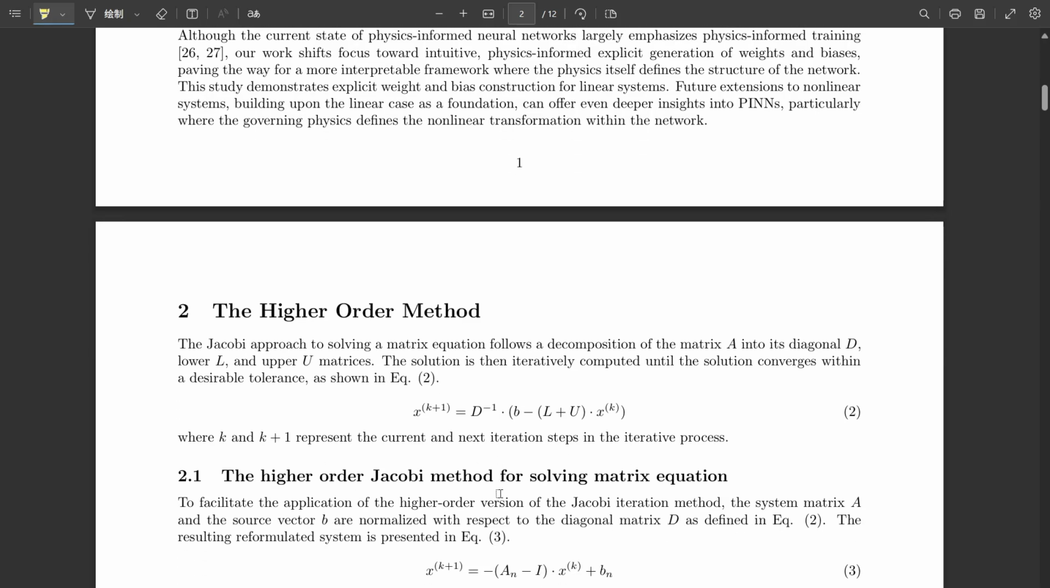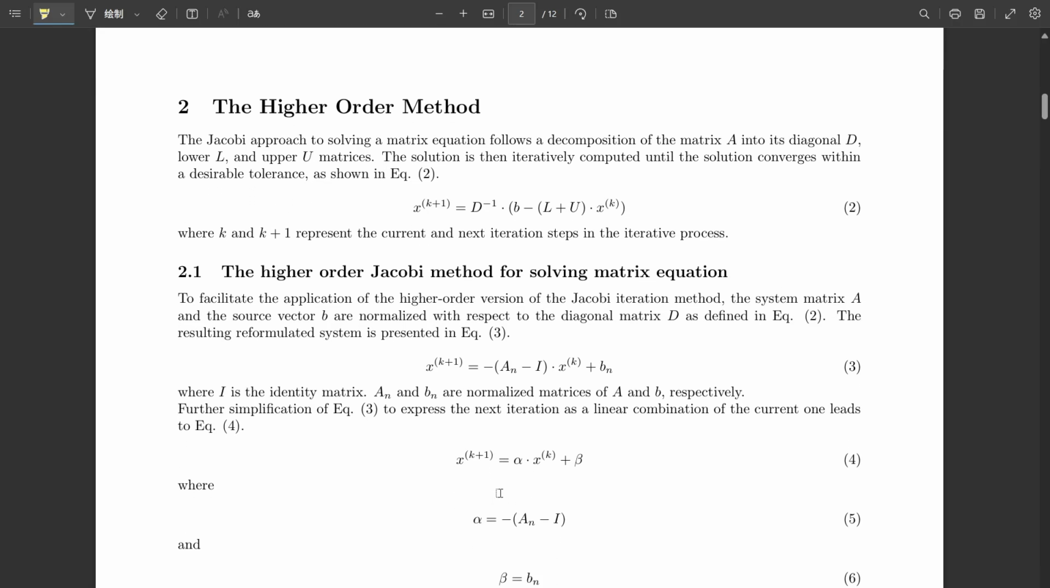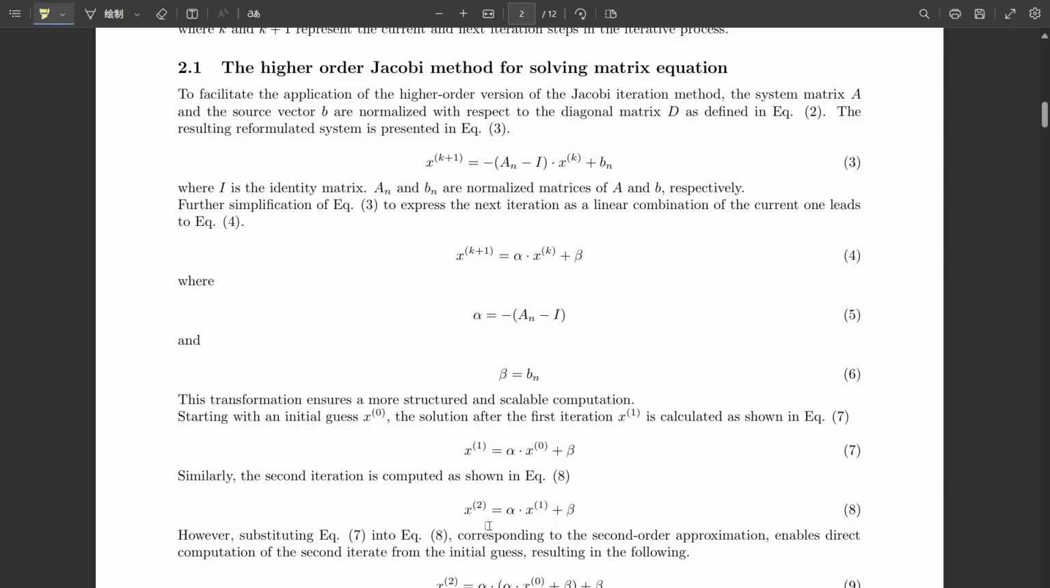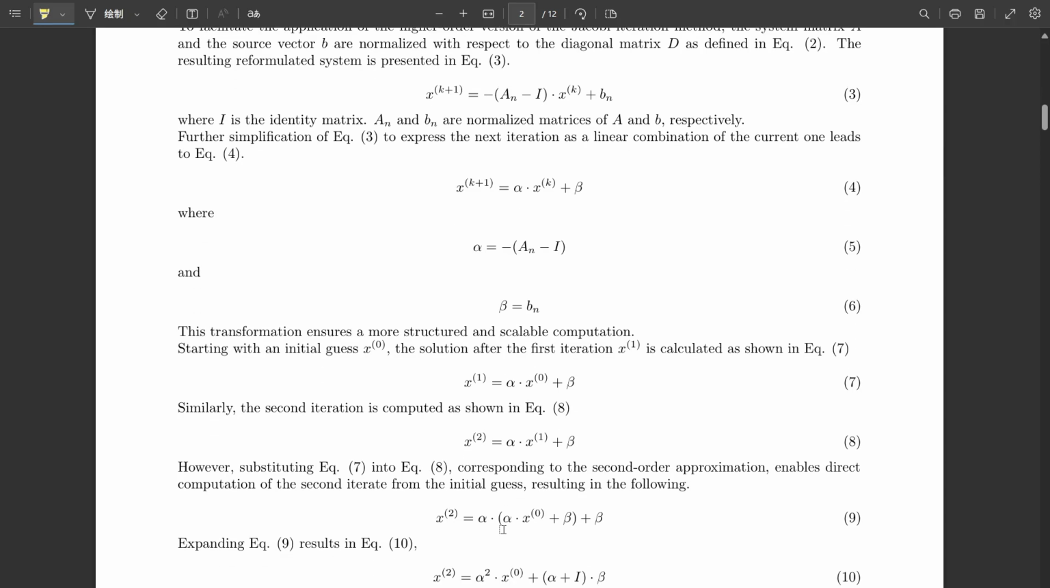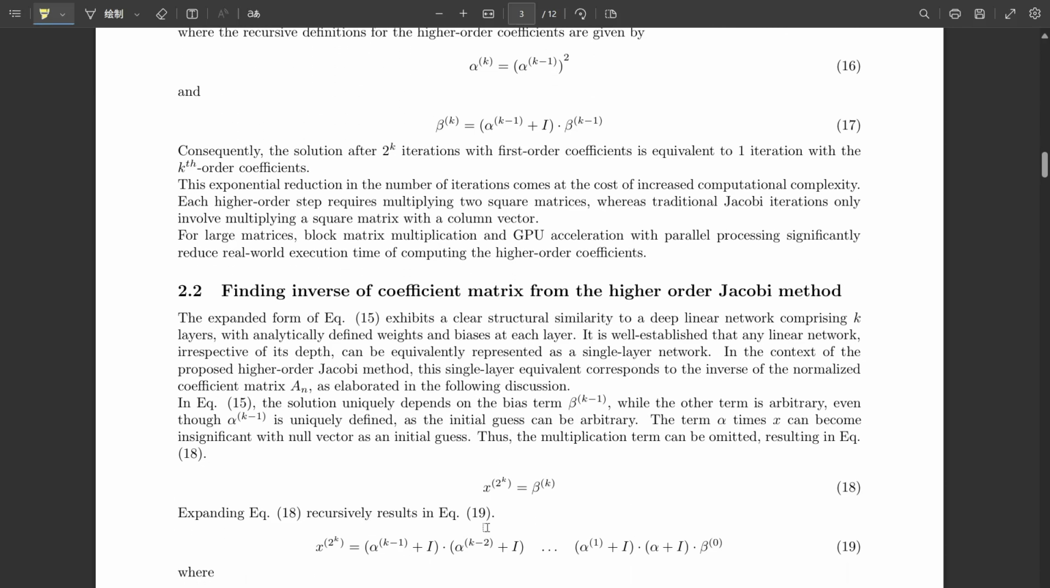x_k = alpha_k x_0 plus beta_k, where alpha_k and beta_k are these higher order coefficients. Right, and they have their own recursive definitions based on the previous order. Okay, wow. So you're doing potentially thousands, millions of iterations worth of work in one big calculation by pre-computing these alpha_k and beta_k things? An exponential reduction in the number of iterations. That sounds amazing. It is amazing for iteration count.